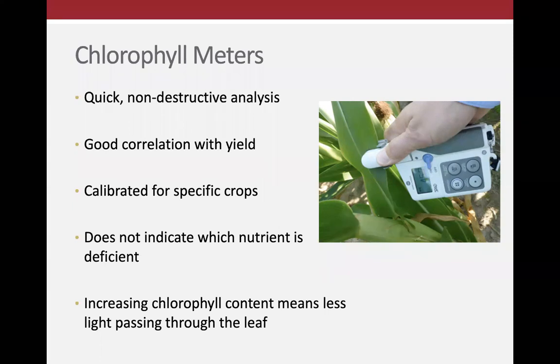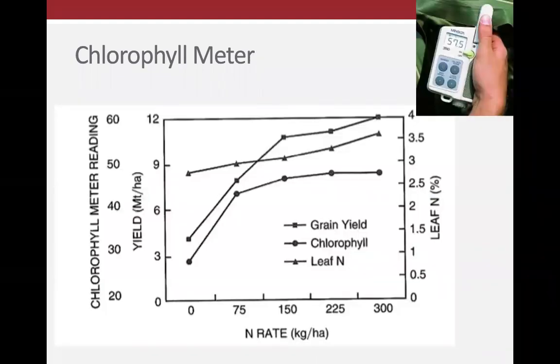This is a quick and non-destructive sample. What it really does, you can see the unit here, you just clip it to a leaf, and it has a light diode, and it just measures the amount of light passing through the leaf and measures the total greenness of that. So it does not indicate which nutrient is deficient, but it gives you a value from 0 to 100, and then you can make some inferences based on that.